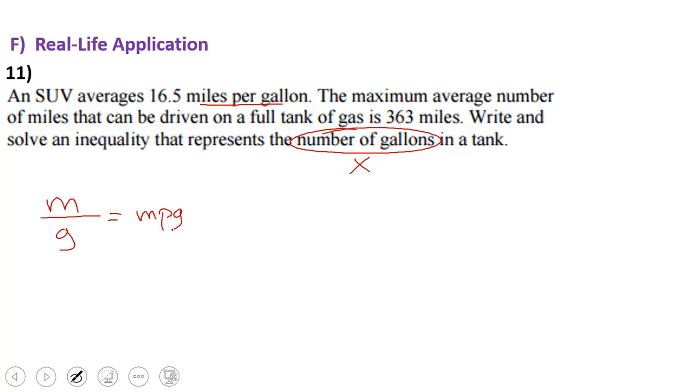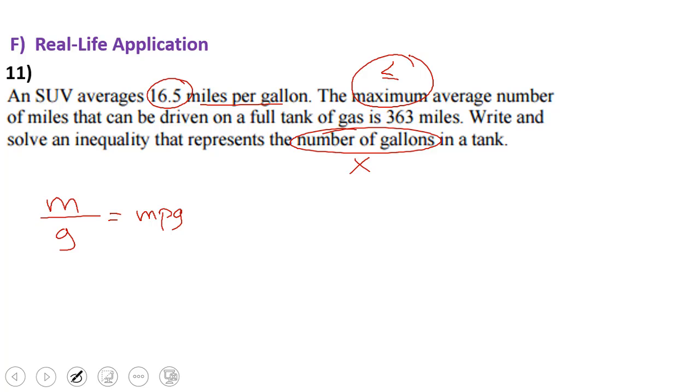So it averages 16.5 miles per gallon. And it says, here's where we're going to get our inequality. We need that 16.5, by the way. It says the maximum. Okay, well, what inequality represents maximum? So you might understand that that's less than or equal to. If you don't have that in your notes from our first lesson of the unit, you might want to put that in there. Maximum is less than or equal to.